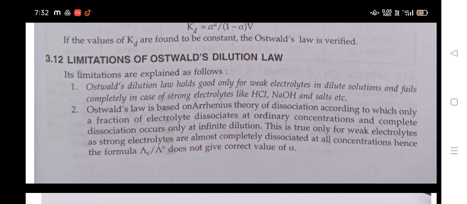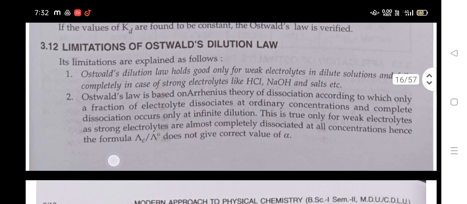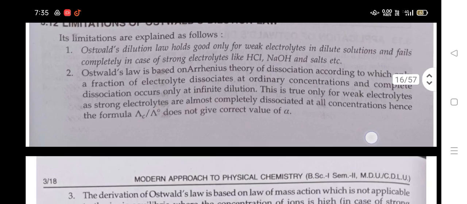Limitations of Ostwald dilution law. First, Ostwald dilution law holds good only for weak electrolytes in dilute solution and fails completely in the case of strong electrolytes like HCl, NaOH and salts. Second, Ostwald law is based on Arrhenius' theory of dissociation, according to which only a fraction of the electrolyte dissociates at ordinary concentration and complete dissociation occurs only at infinite dilution. This is true only for weak electrolytes, as strong electrolytes are almost completely dissociated at all concentrations. Hence, the formula lambda C by lambda naught does not give the correct value of alpha.